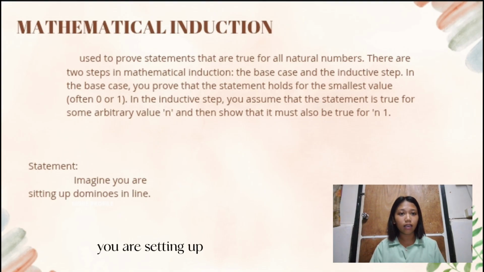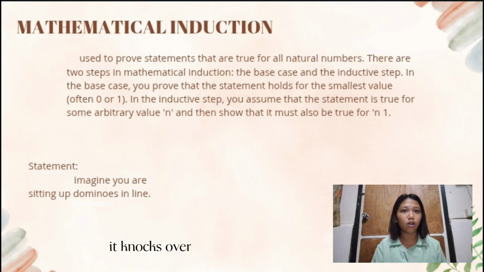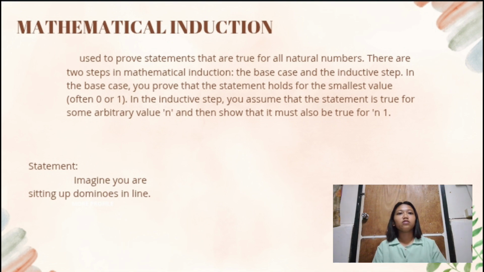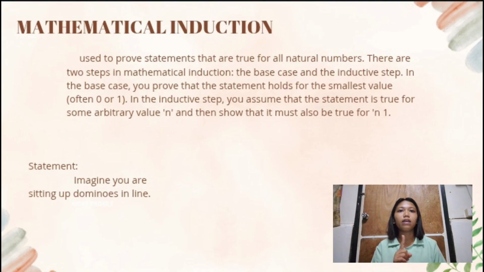Imagine you are setting up dominoes in a line. If the first domino falls, that is the base case. And whenever one domino falls, it knocks over the next, that is the induction step. Then all the dominoes will eventually fall. So this is exactly how mathematical induction works. Prove the first case, then prove if it works for one, it works for the next.